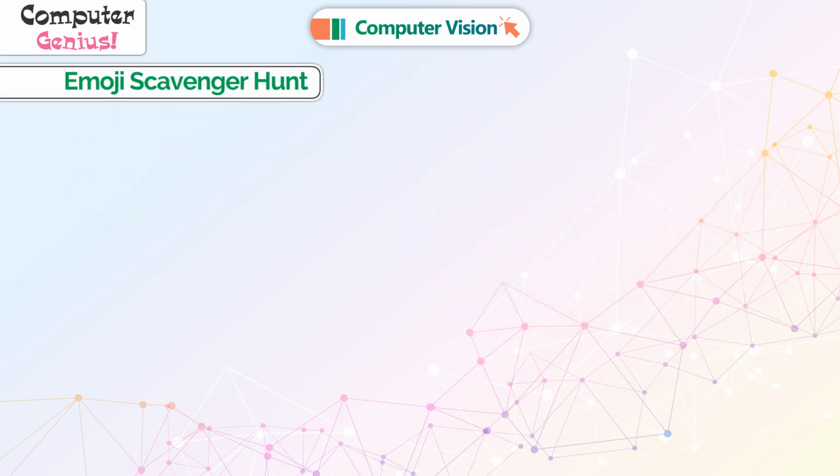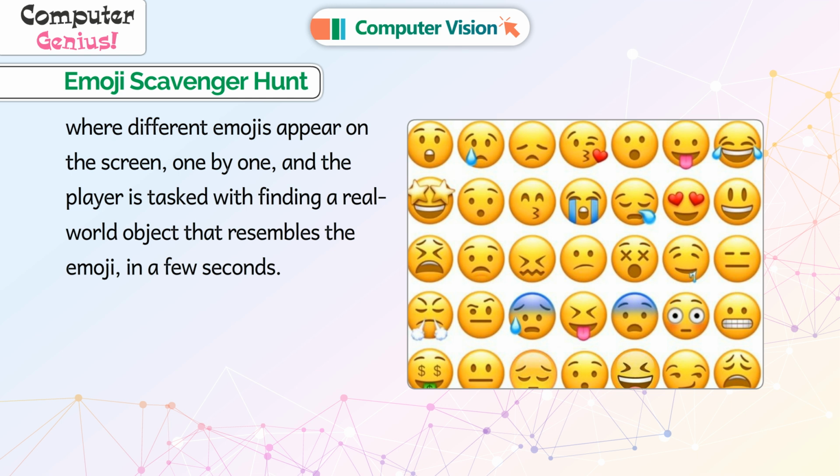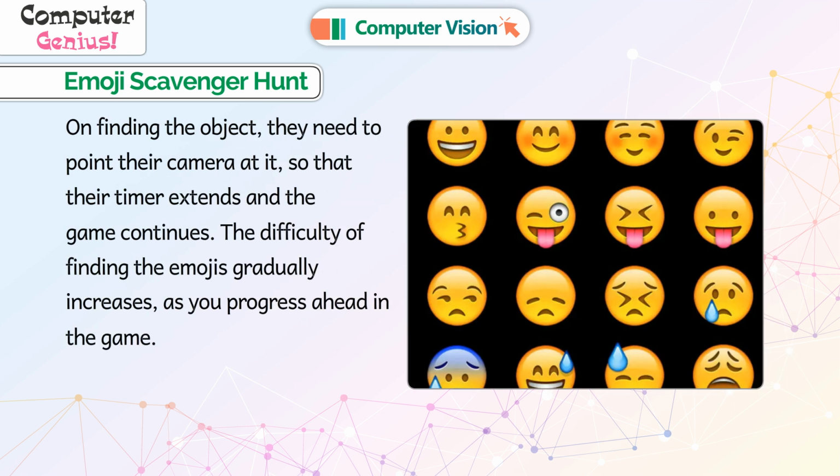Emoji Scavenger Hunt. Emoji Scavenger Hunt is a game that showcases machine learning technology in an interactive way. It's a fun, experimental game where different emojis appear on the screen one by one, and the player is tasked with finding a real-world object that resembles the emoji in a few seconds. On finding the object, they need to point their camera at it so that their timer extends and the game continues. The difficulty of finding the emojis gradually increases as you progress ahead in the game.